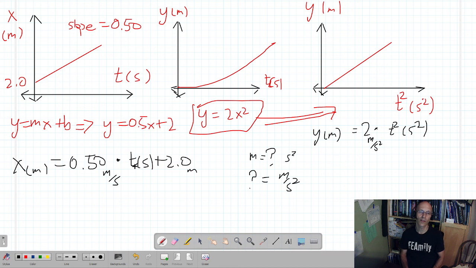So these are 2 examples of how to write specific equations using the variables on the axes and the units on the axes for linear graphs.